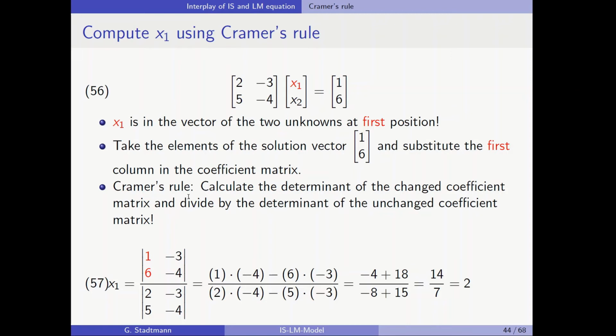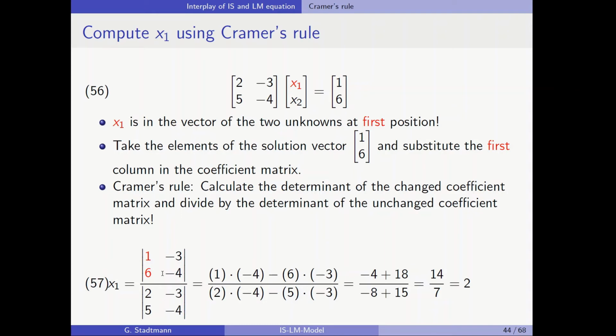Then Cramer's rule tells us, calculate the determinant of the changed coefficient matrix and divide by the determinant of the unchanged coefficient matrix. So in the numerator of this fraction, there is the changed coefficient matrix, and in the denominator, there is the unchanged coefficient matrix. And these two lines here, these lines are not square brackets, but these lines indicate that we should compute the determinant. So we have the determinant of the changed coefficient matrix divided by the determinant of the unchanged coefficient matrix.